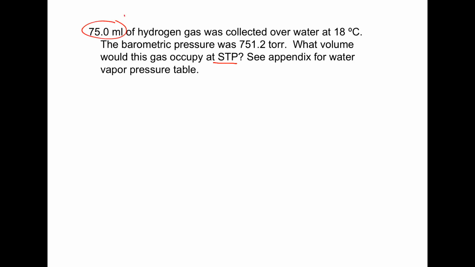I have an initial volume. I have an initial temperature. I have an initial pressure, and I'm going to remind myself that is the P total, but it's initial. I'm going to try and find V2. And STP tells me that I'm going to be at 273.15 Kelvin for my temperature 2, and my pressure 2 is going to be 1 atmosphere.